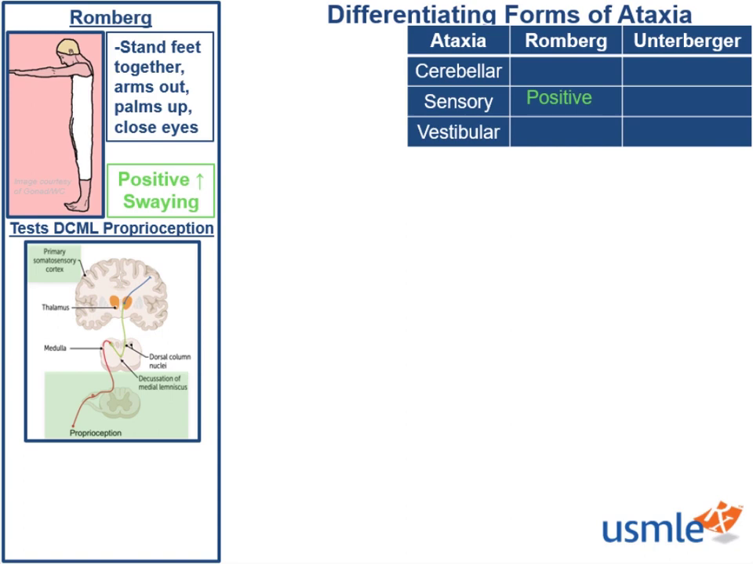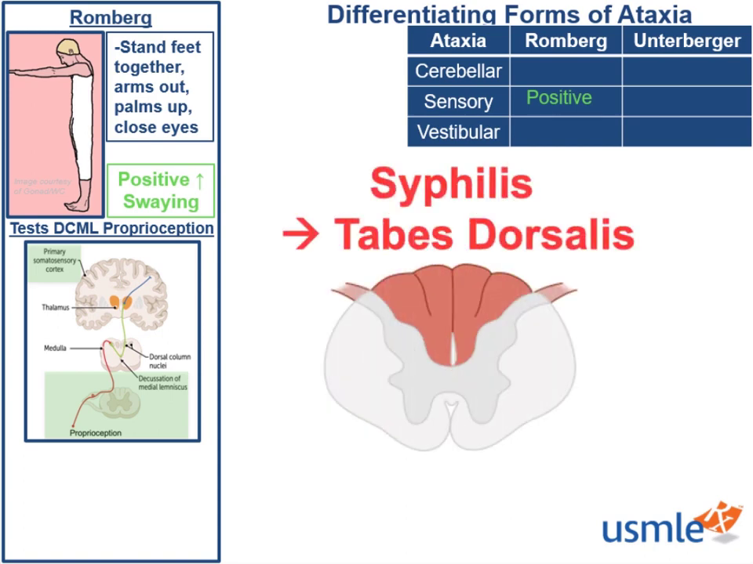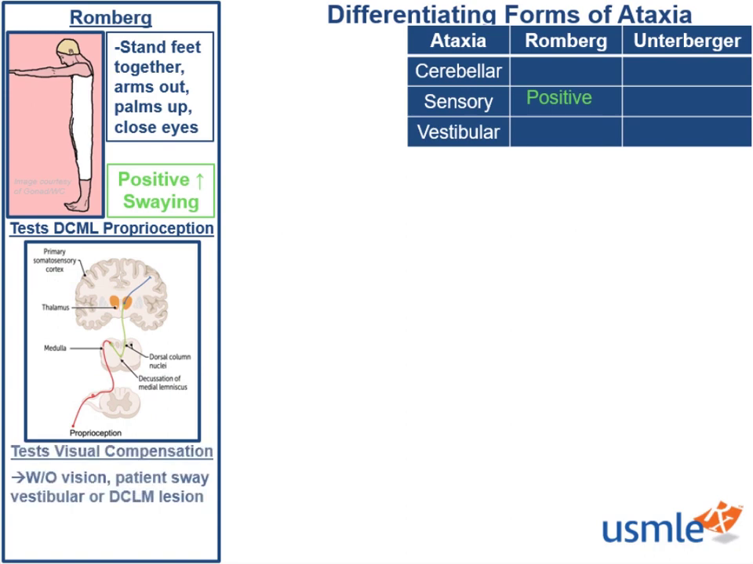It is high yield to know that syphilis causes tabes dorsalis, where there is a loss of the dorsal root ganglia in the dorsal columns, leading to a positive Romberg. The Romberg test also assesses visual compensation for coordinating posture. Patients with vestibular ataxias, such as from vestibular neuritis, also compensate with their vision as they lose their sense of equilibrium, giving them a positive Romberg test.